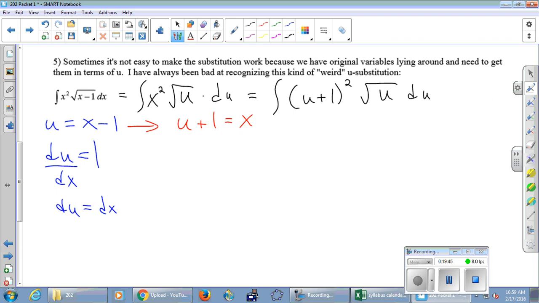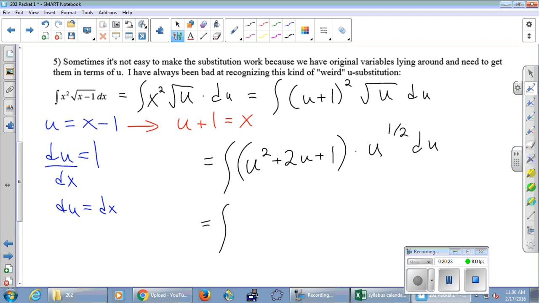Everybody buy that it's equal to the original? Okay, all right, so let's see what we can do here. I guess we could distribute that u plus 1 squared, expanded. So that becomes u squared plus 2u plus 1. And typically when we have radicals, we change them to powers. So u to the half. And I could distribute. So let's give that a try.